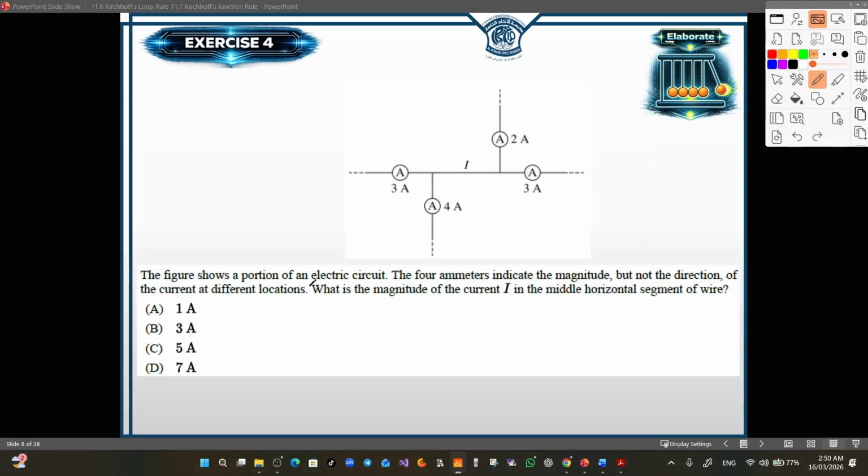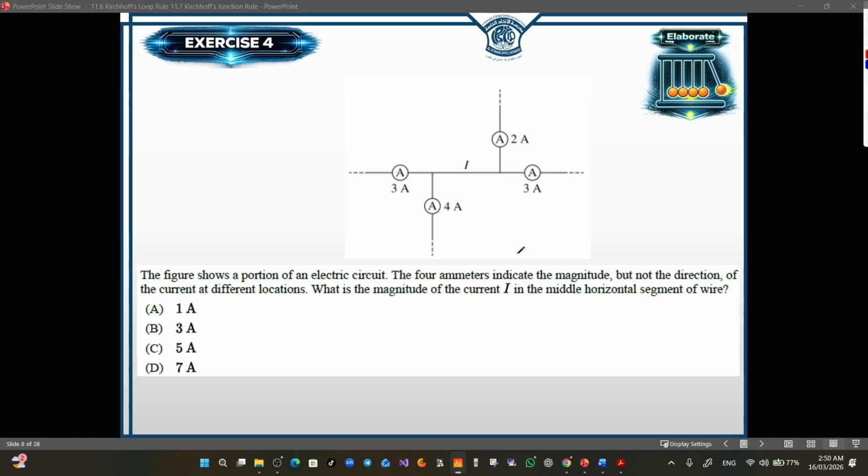The figure shows a portion of an electric current. The 4 ammeters indicate the magnitude but not the direction of the current at different locations. What is the magnitude of the current I in the middle horizontal segment of the wire?